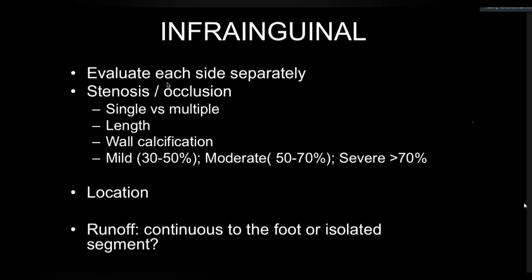When you go below the inguinal ligaments, look at each leg separately. Look at the right and the left leg. If you're given the site, so let's say that the patient has left lower limb critical limb ischemia, then assume that the right is normal.